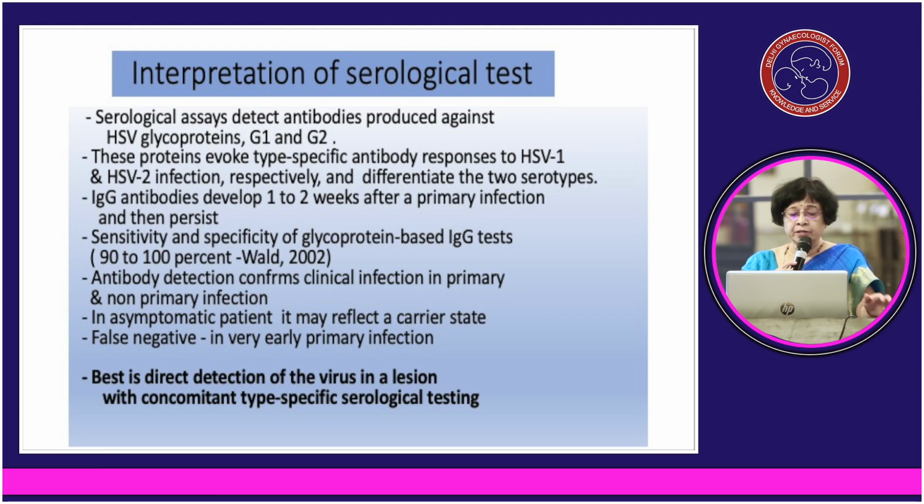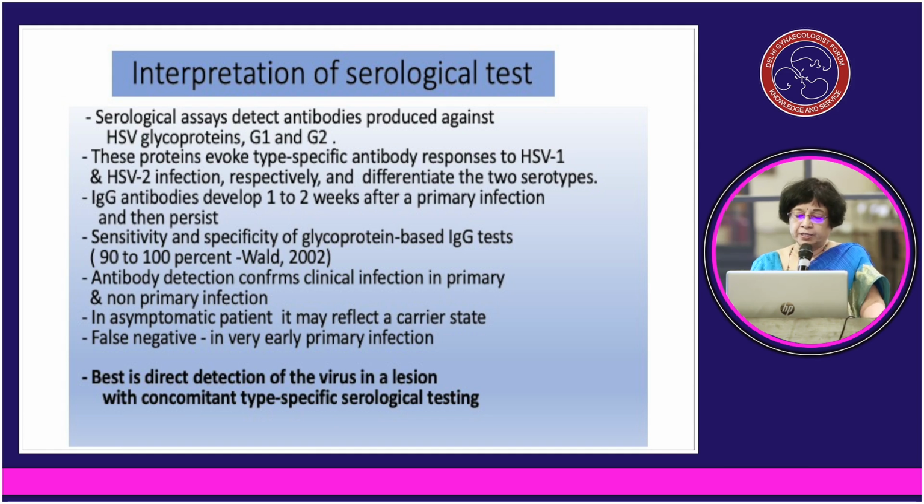So interpretation: serological assays detect antibodies produced by HSV glycoproteins G1 and G2. These proteins evoke type-specific antibody responses to HSV 1 and 2 infection respectively, and they differentiate the two serotypes. IgG antibodies develop 1 to 2 weeks after primary infection and then persist. Sensitivity and specificity of glycoprotein-based IgG is 90 to 100%.